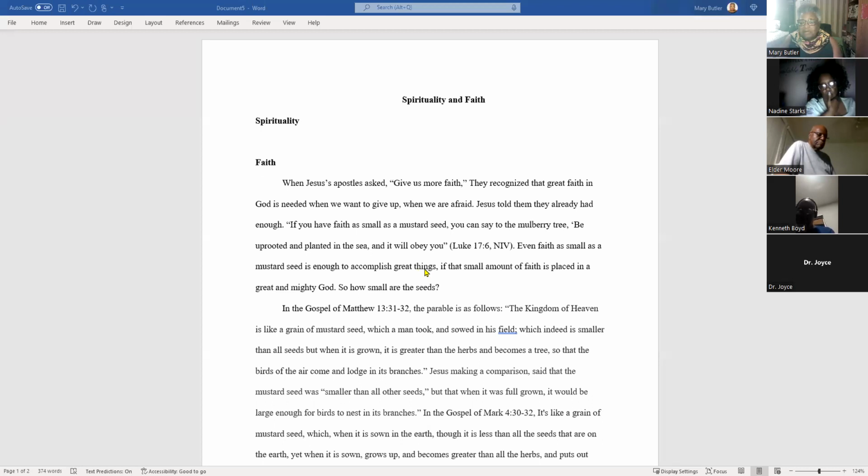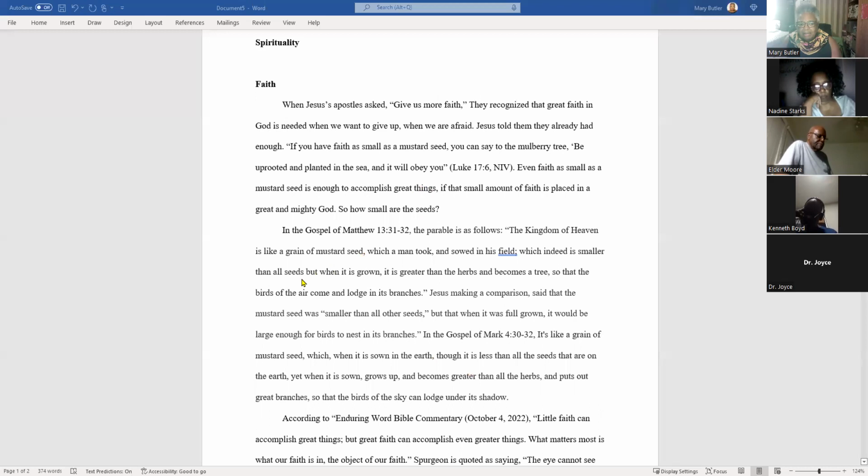If a small amount of faith is placed in a great and mighty God, so how small are the seeds? You know, I ask myself that. Wait a minute. What are you talking about? A mustard seed? How small are the seeds? Well, since I said that, in my next paragraph, I have to come up with something. In the Gospel of Matthew, the parable is as follows. The kingdom of heaven is like a grain of mustard seed, which a man took. These are not my words. These are words from scripture.